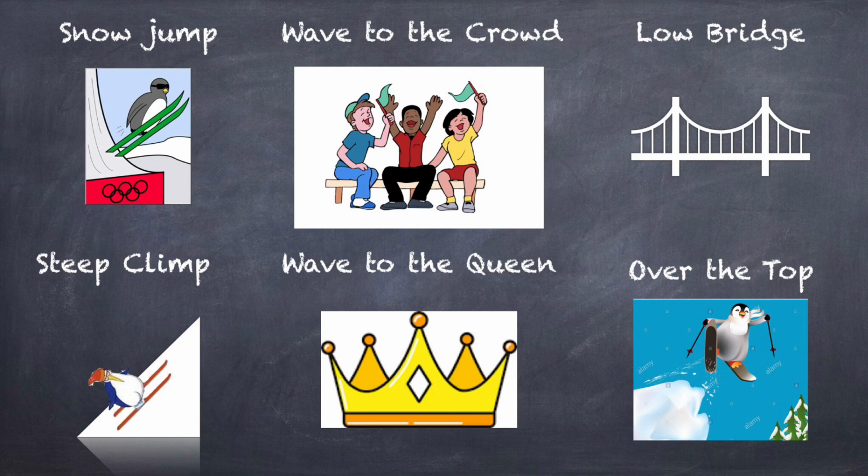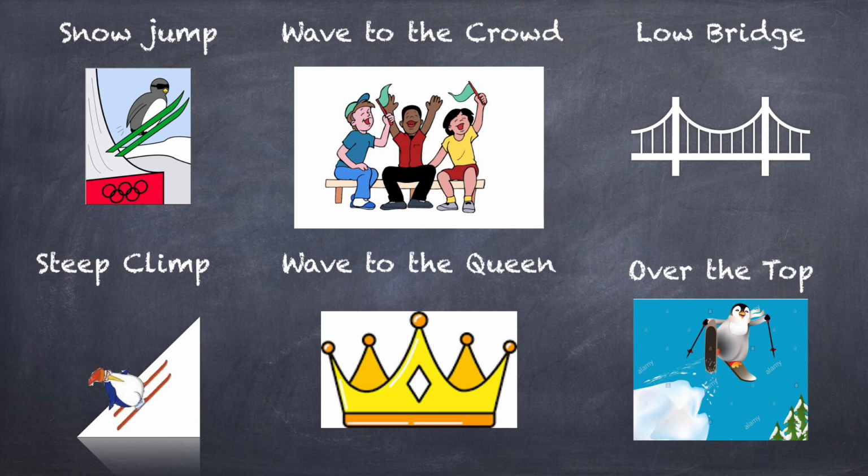Next to wave to the crowd, you will see a low bridge. If you see the low bridge, this means your penguin is going underneath the bridge, so you need to duck down as small as you can to miss the low bridge. Remember, as soon as you completed this action, you carry on waddling again straight away. Let's move on to the next action.